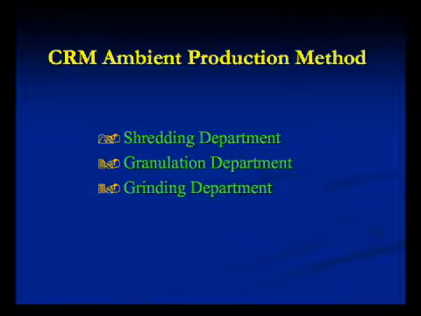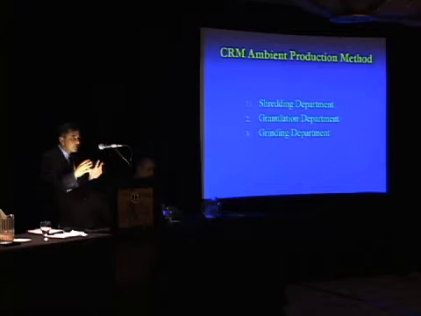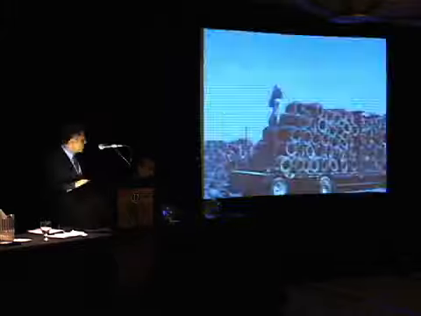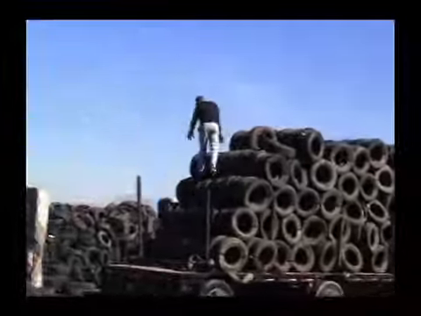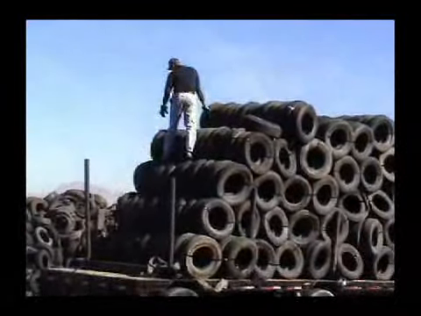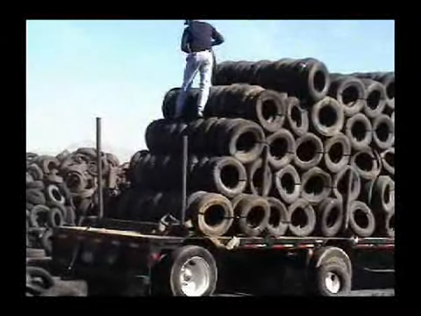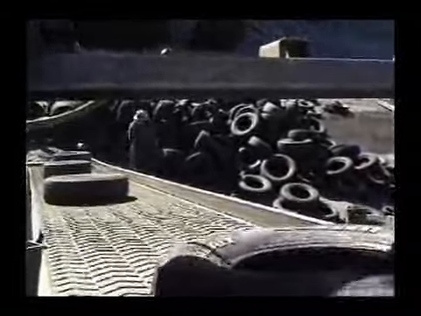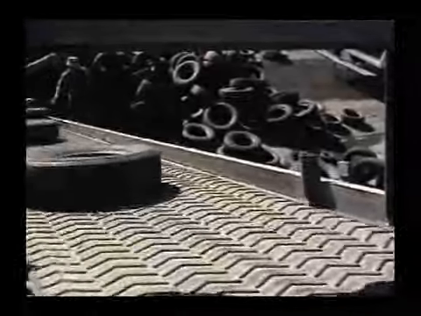First, we're going to start with the ambient production method for crumb rubber production. We're going to show you three different departments as a whole tire goes all the way from whole tire down to crumb rubber to be used for asphalt rubber. The first department is the shredding department. We're looking at all different types of tires. The challenge in the shredding department is that when you shred at 600 tires per hour, you cannot distinguish between the different sizes and types of the tires.